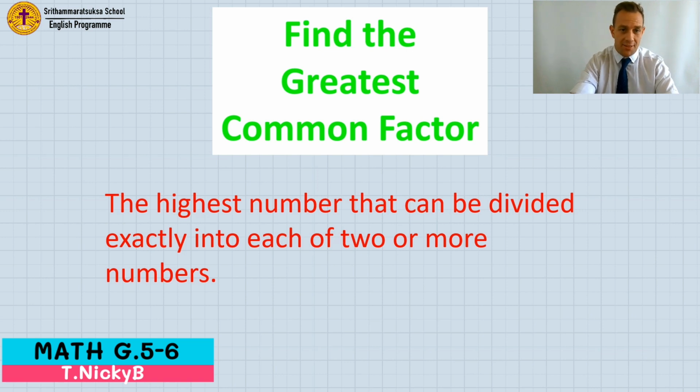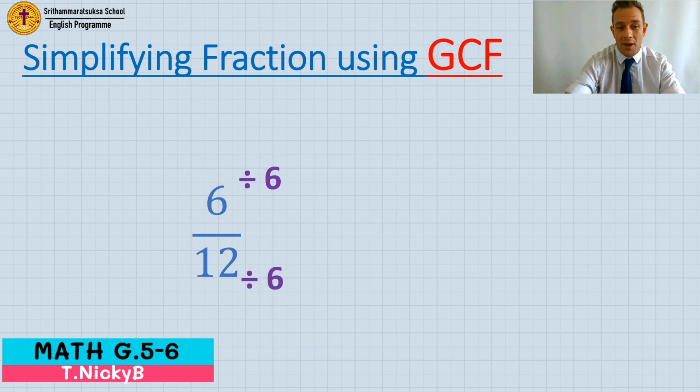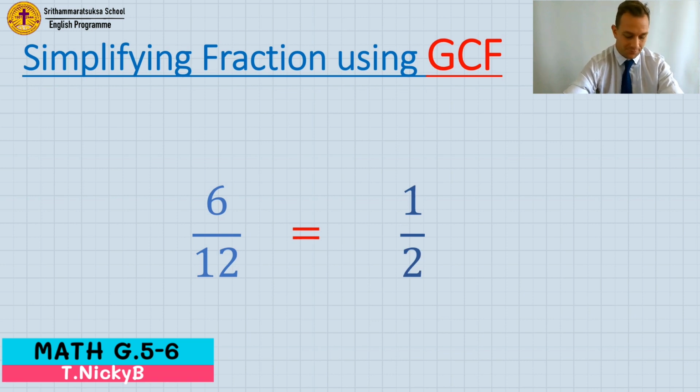So let's apply this logic. Let's look at this example on the screen. We are going to try to simplify it using our greatest common factor. 6 over 12 can be simplified using the greatest common factor that divides into both the numerator and the denominator. So what factor goes into 6 and into 12? You guessed it, 6. 6 divided by 6 is 1. 12 divided by 6 is 2. So our answer is 1/2. Easy, right? I thought so.